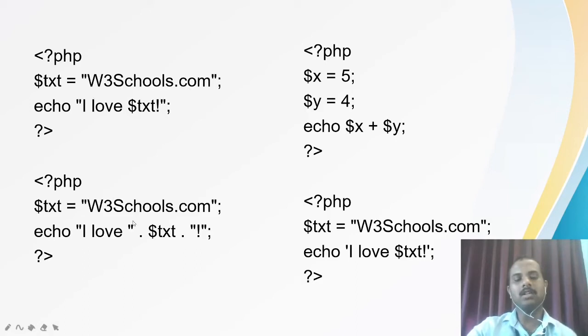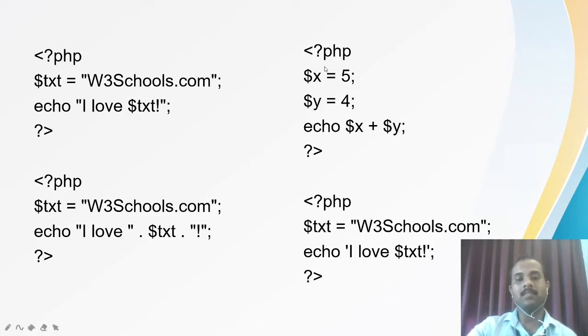Coming to here, the dot operator is used for concatenation, right? So I'll be concatenating: "I love " is concatenated with $txt. But what is $txt? w3schools.com. So here, I love w3schools.com, then again concatenation with an exclamation mark. So your output will be I love w3schools.com! printed.